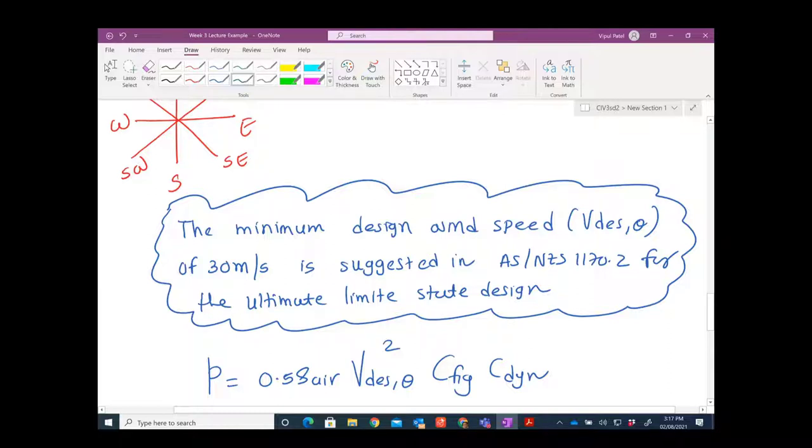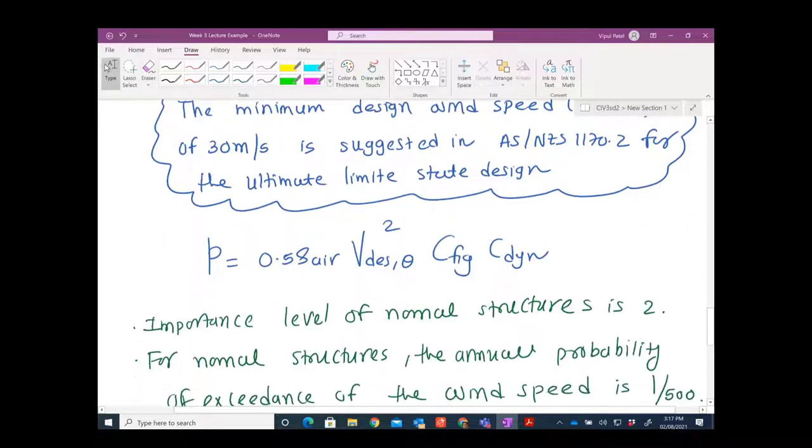You must have 30 meters per second at least wind speed. Okay, don't argue. 30 meters per second is the minimum benchmark that you need to use if you have a building. So 30 meters per second is the minimum. We need to make this check.